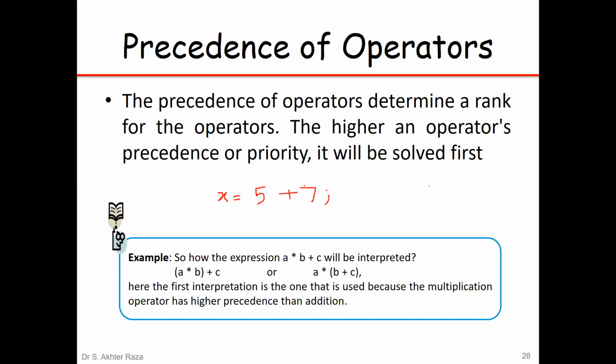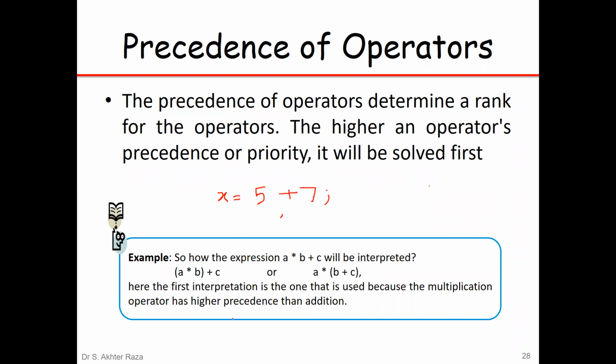The precedence of plus is high and the precedence of assignment is later. Otherwise, what will be the result? Otherwise, this becomes an error. If the equal to sign is solved first and plus later on, there is an error: 5 will be assigned to x, then plus 7 becomes an error. So the precedence of plus is high, these two numbers will be added and then the answer of these two will be stored in the variable x. So that is an example of two operators.